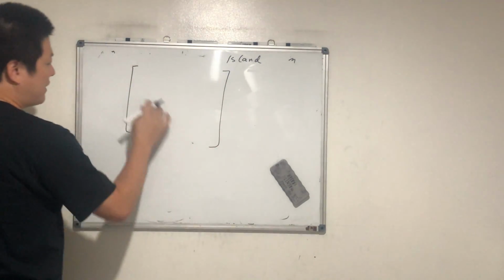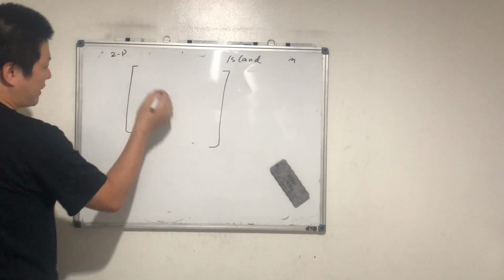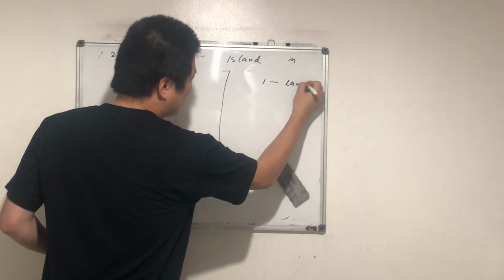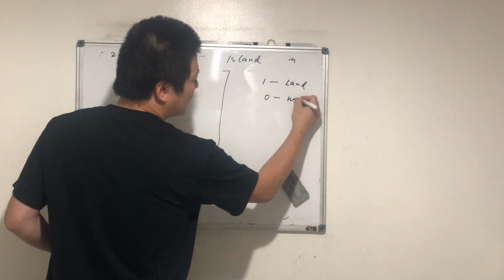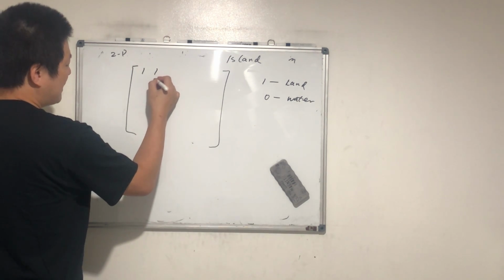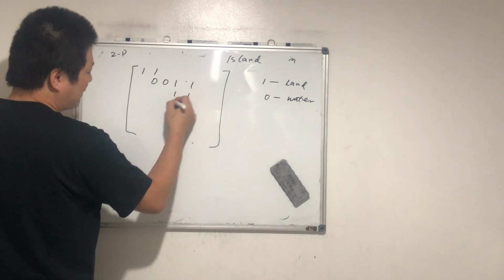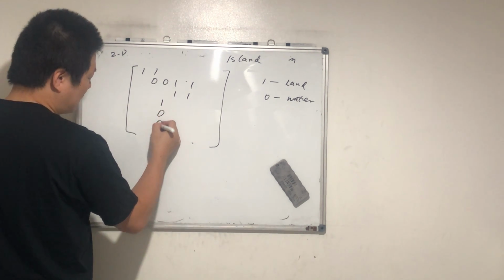We're given a two-dimensional matrix. 1 is island, a land. 0 is water. So if I do this: 1 1 0 0, then 1 1 1 1 1 1, and then 1 0. That's such a big matrix.